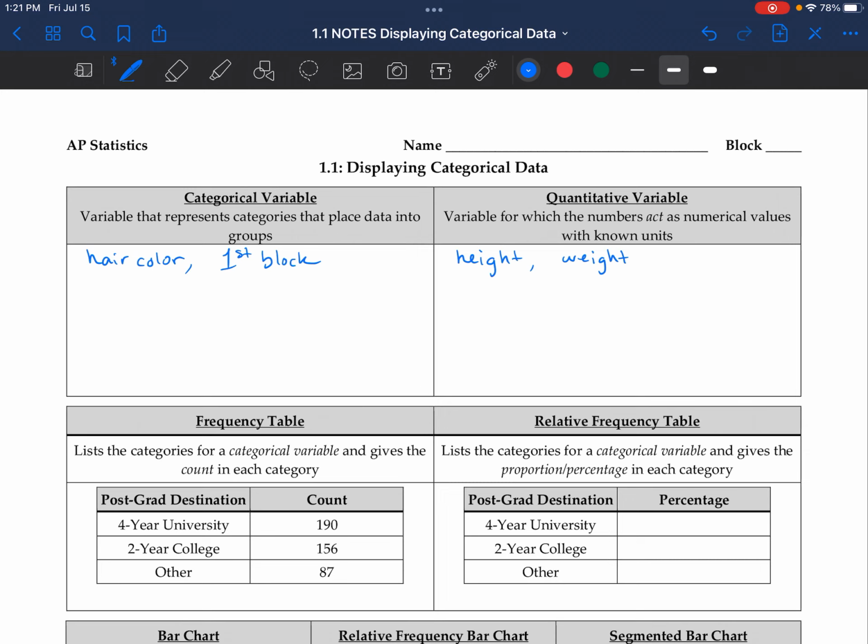So I'm going to ask you some things that I want you to think about and write in the boxes where you think they belong. And we're actually going to talk about those in class. So come prepared to defend your answer.